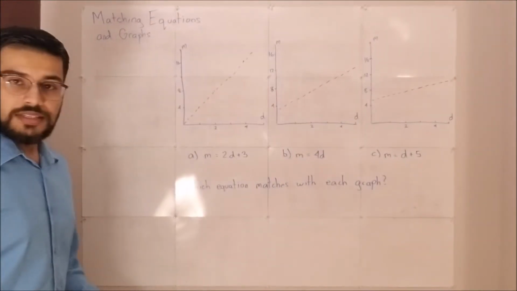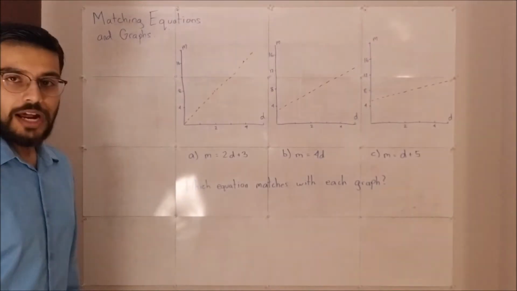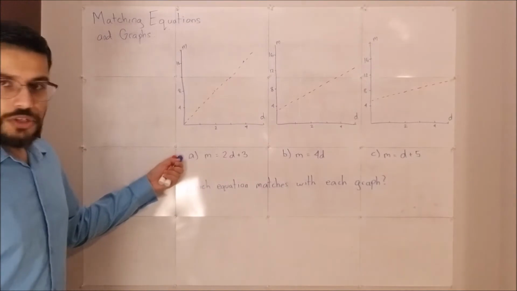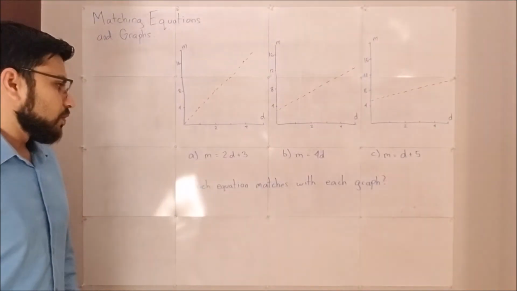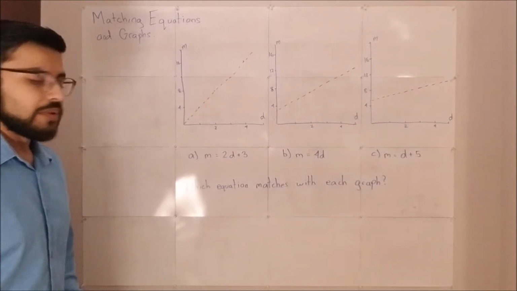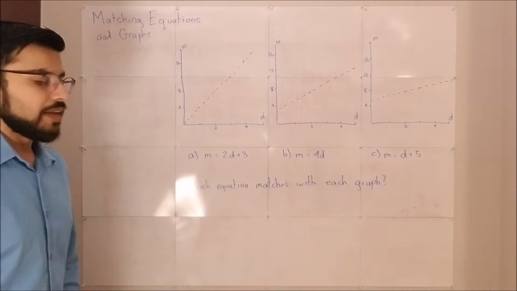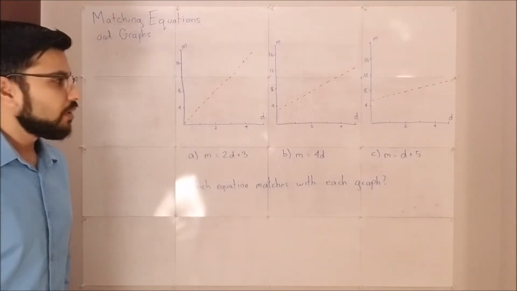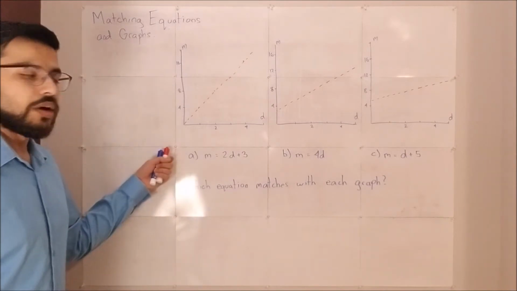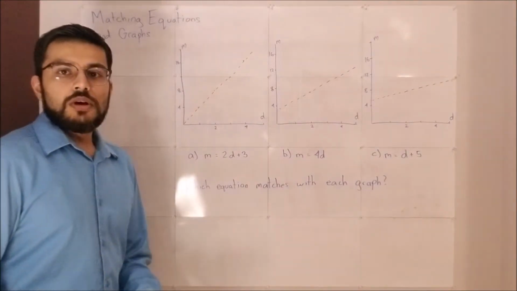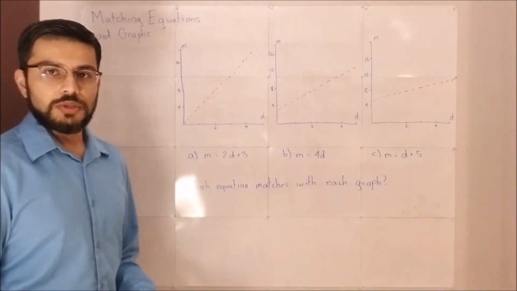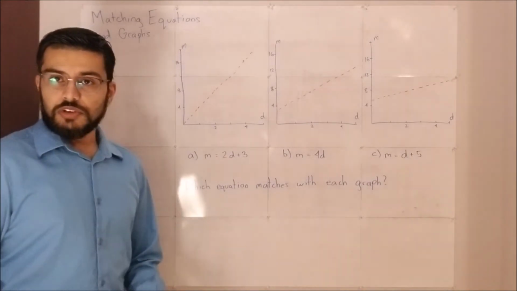All right, so the example that I have for you here is I've got three graphs that I've drawn out, and there are three equations. Those equations are listed right here in a line. So m is equal to 2d plus 3, m is equal to 4d, and m is equal to d plus 5. Each of these graphs that I've drawn at the top match up to one of these equations. I'm sure there's a number of ways to solve a problem like this one. There's one way that I like to solve it. I'm going to show you that second.